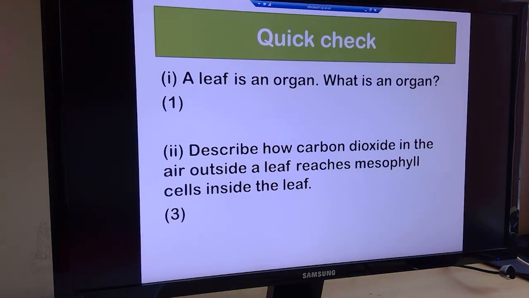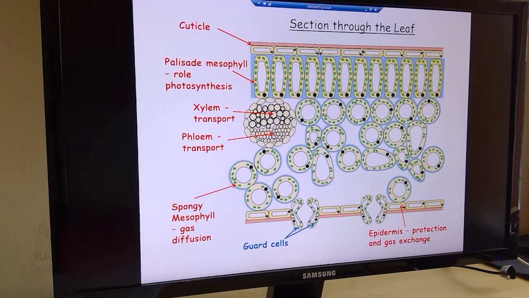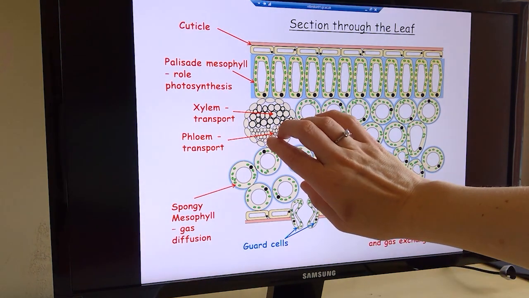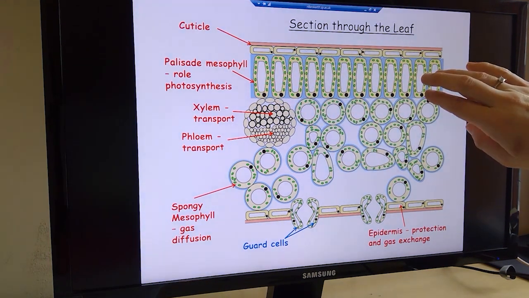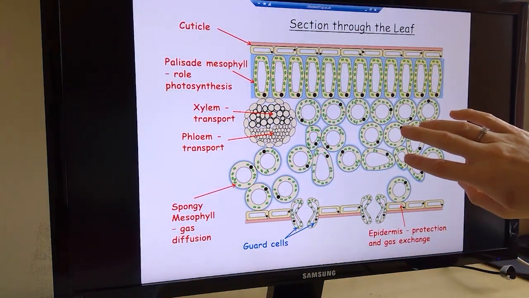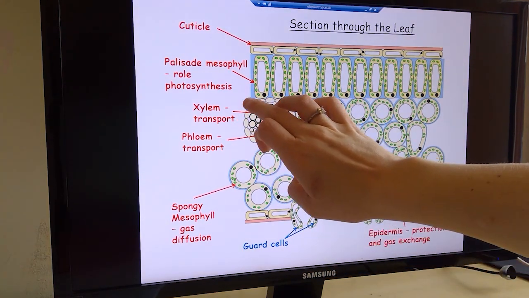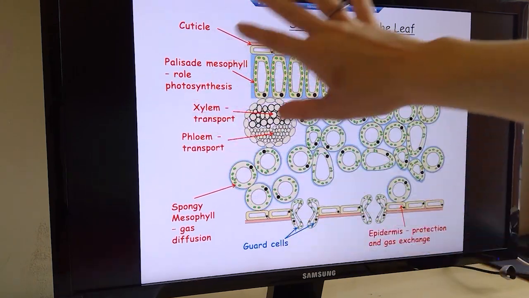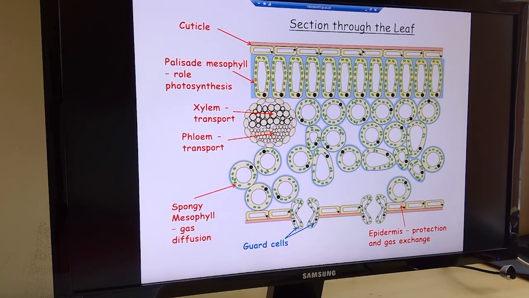Okay, so first question, a leaf is an organ. What is an organ? All right, so we said that we could refer to this as an organ. And I said it was because it was made up of lots of different types of tissues. So we've got palisade tissue, we've got spongy mesophyll tissue, we've got epidermis, we've got transport tissues here, xylem and phloem, and they're all working together for the leaf to photosynthesize, which is its role in the plant.